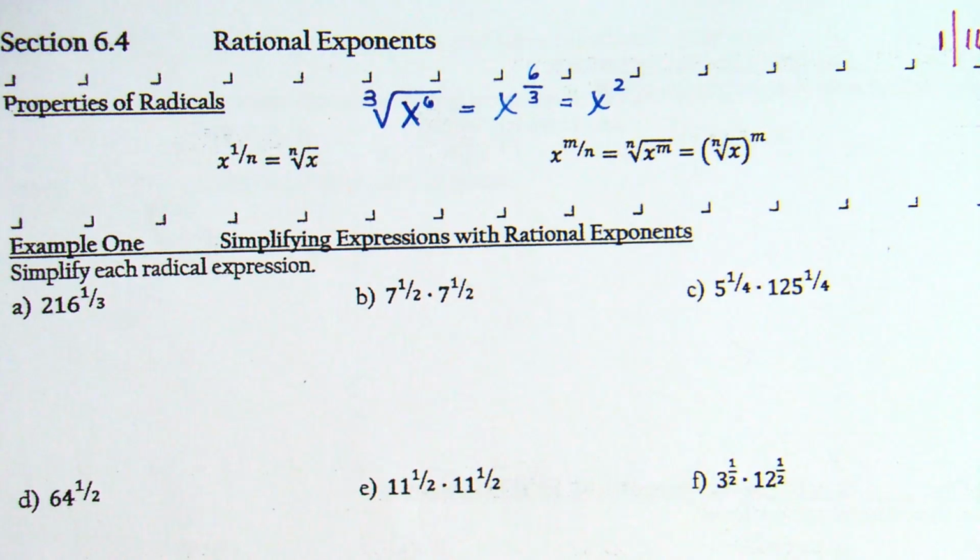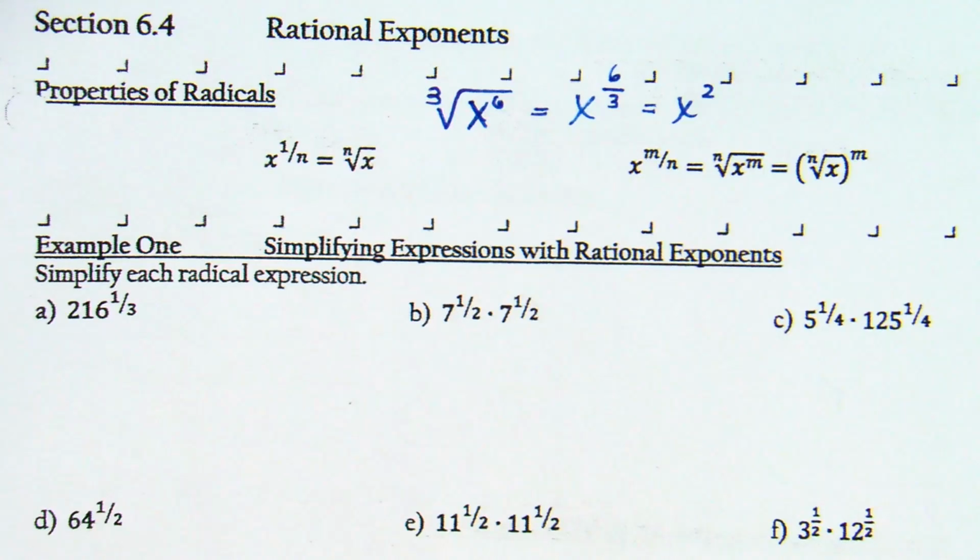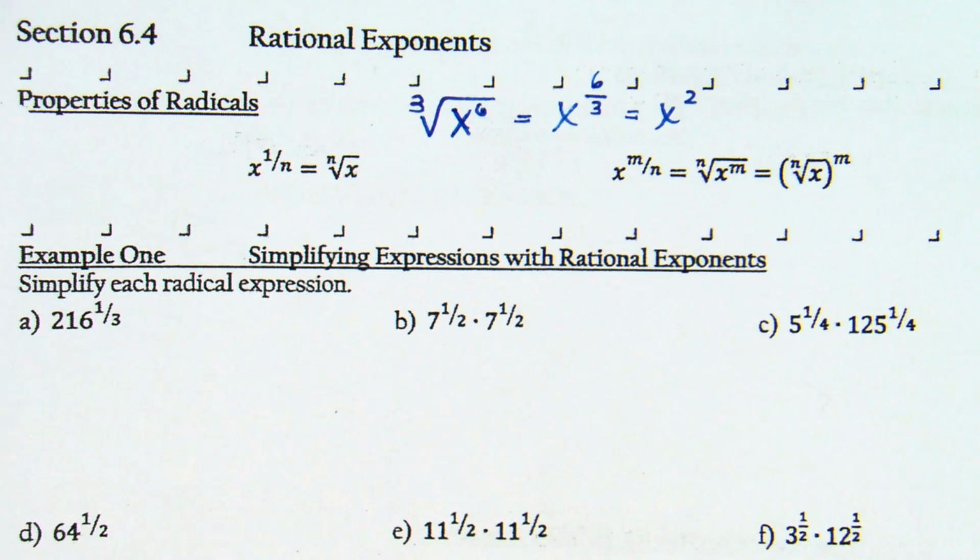So that is a big part of what we're looking at today, being able to go back and forth. Our other simplifying rules are still going to be used on and off some, but it's just being able to go back and forth here. Questions on what I did there? Okay. Let's look at example A.